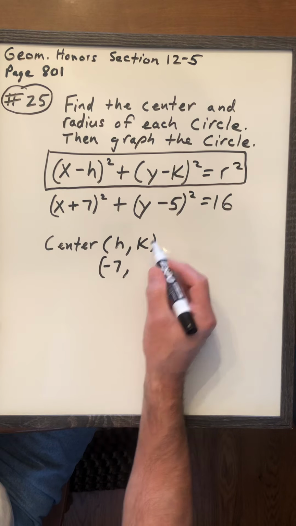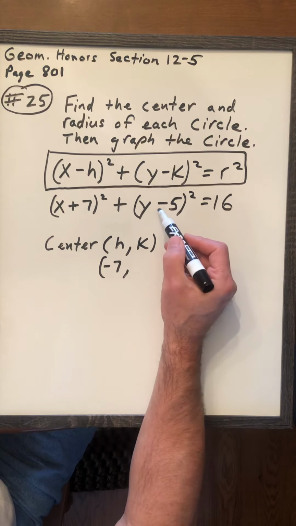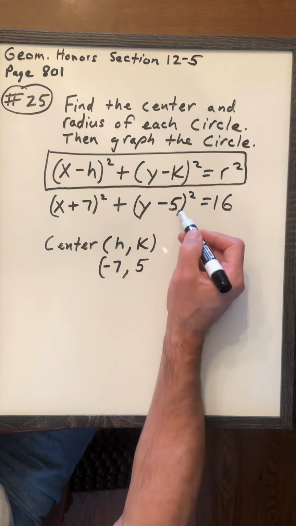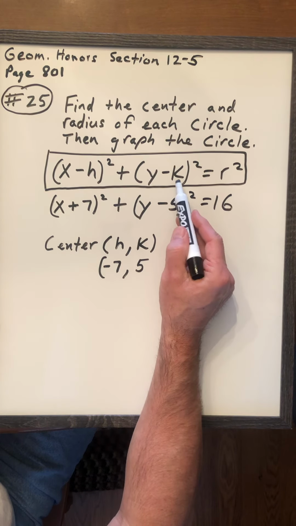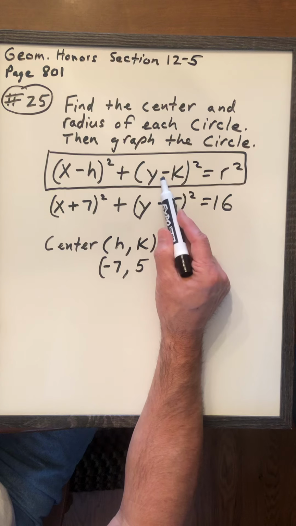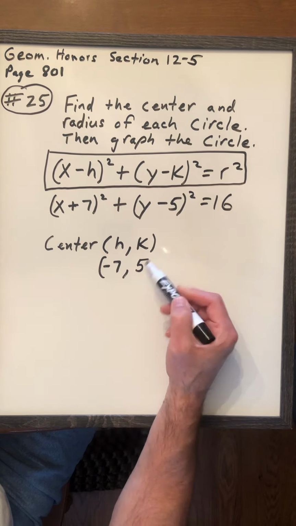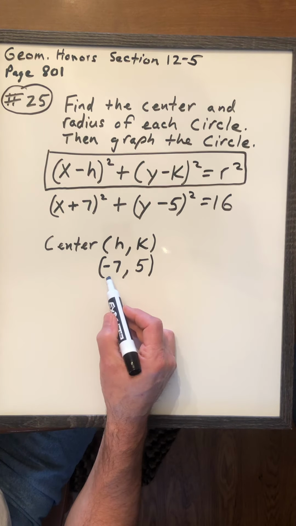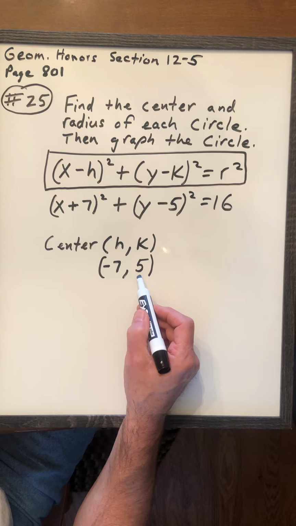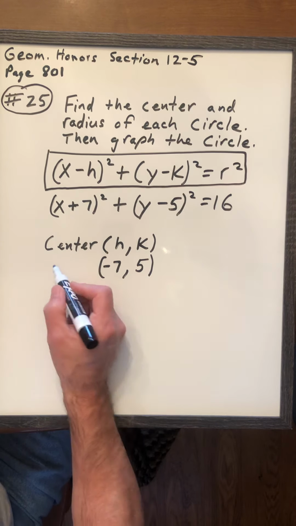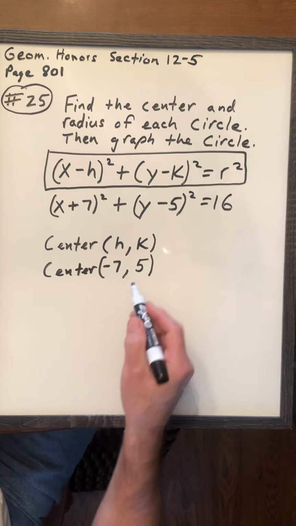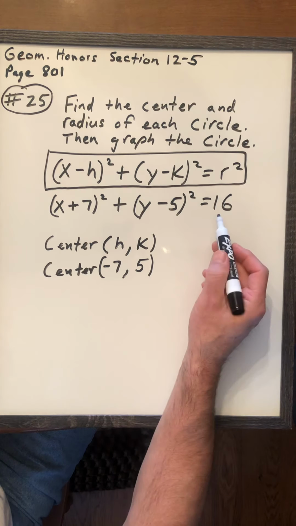Now, for the k, this is minus k, it's minus 5, so it would just be 5. They put a 5 in there for k, and this in your standard form is always minus, and so they just put in a positive 5. So the center of my circle is going to be negative 7, 5. So that is the center. We found it.